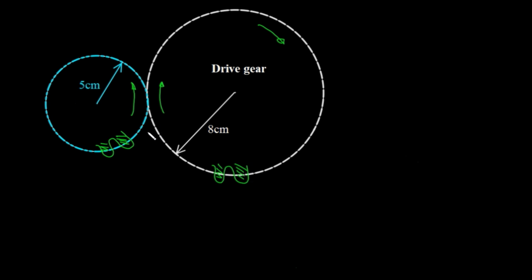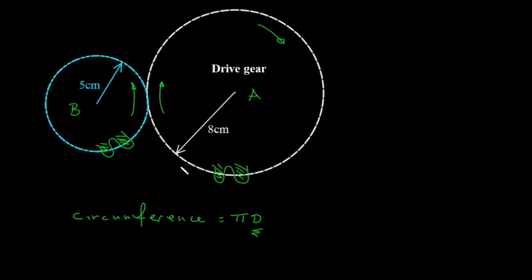What I want to know is how many times that will turn if this turns just once. So we need to know how many of that circumference will fit into that circumference. Let's label these: that's gear A, and that's gear B. Now we know that the circumference is equal to pi times the diameter. I've given you the radius, so we have to double them, right?